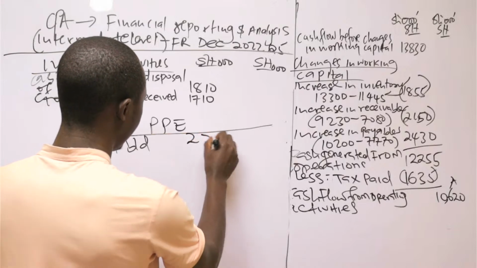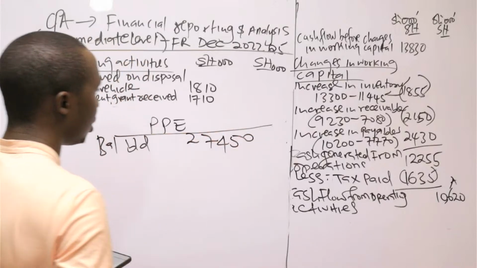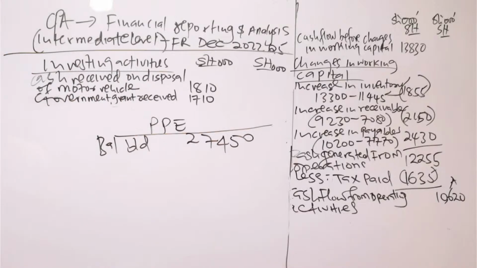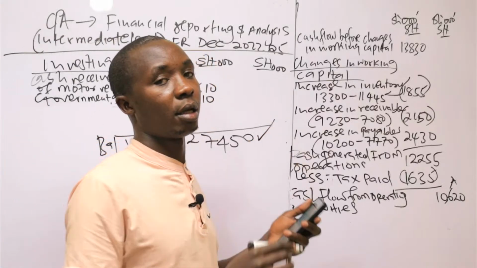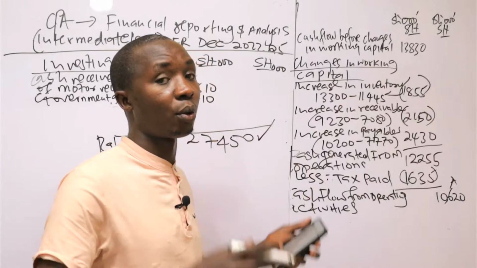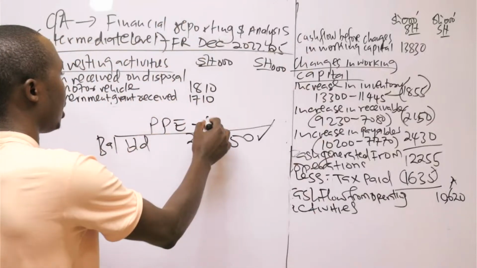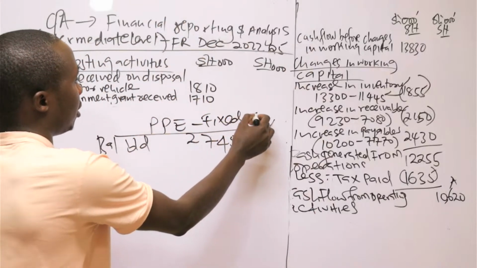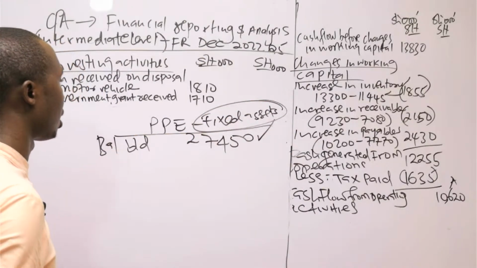So the balance brought down for the property, plant and equipment, from the statement of financial position, we have 27,450. So other than the 27,450, remember there was a new plant. After balance brought down, we go to the additional information and check anything else affecting a fixed asset. Remember, this is a long-term fixed asset.